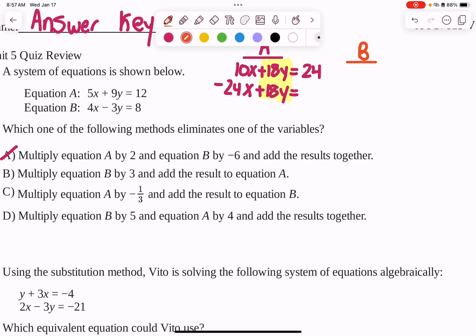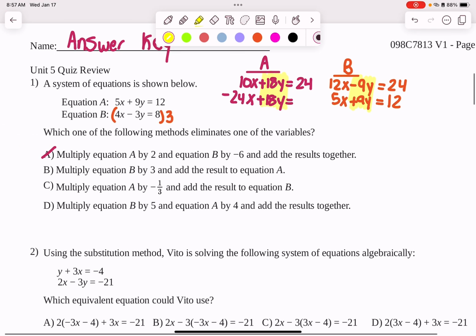All right, B says multiply equation B by 3. So let's do that. 4x times 3 is 12x. -3 times 3 is -9y, and it really doesn't matter the other number, but 8 times 3 is 24. Then add the result to equation A. Equation A is 5x plus 9y equals 12. Hey, look, this is going to work. -9 plus 9 would equal 0, and those would eliminate. So it is choice B.